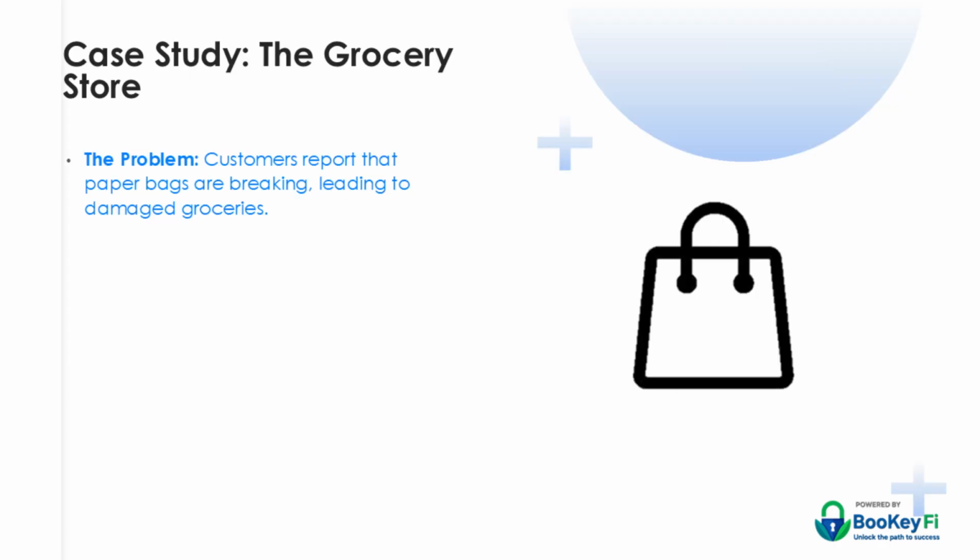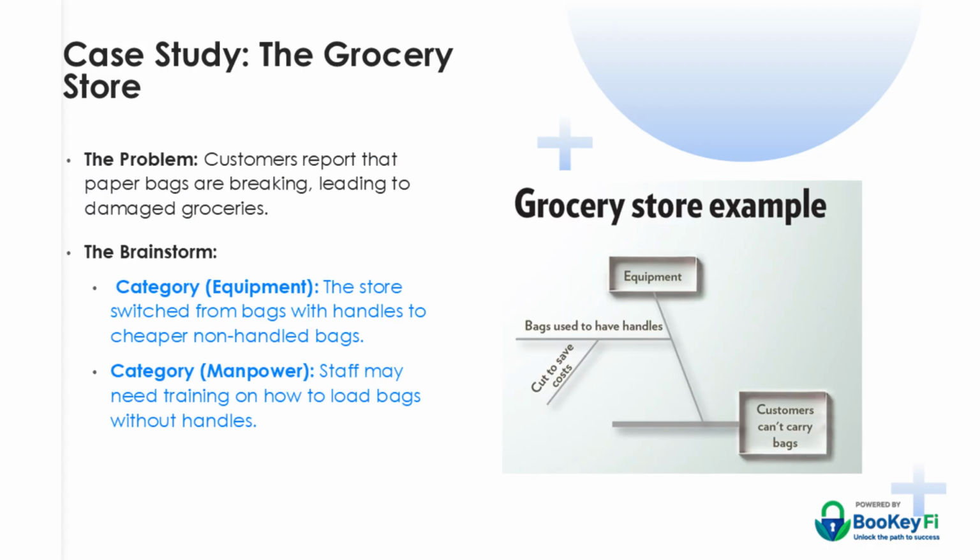Case study: the grocery store. Let's look at a real-world example. A grocery store noticed a spike in customer complaints. Bags were tearing and groceries were breaking on the floor. The store needed to find the root cause of the simple but costly problem. The brainstorm. The team used a fishbone diagram to brainstorm. Under equipment, they realized the store had recently switched to cheaper bags without handles to save money. Under manpower, they found that employees hadn't been trained on the proper way to load these new, handleless bags.